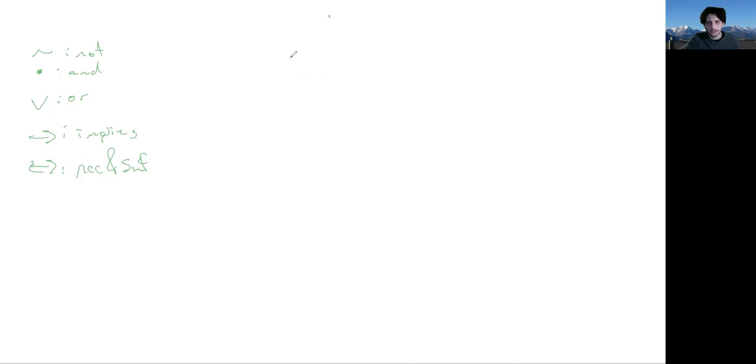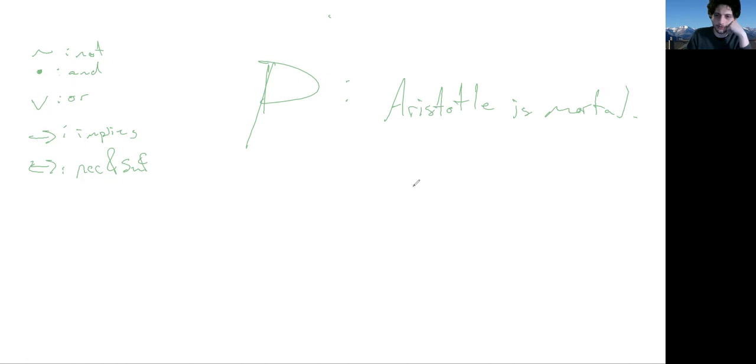But now instead of our sentences just being of the form P, where P means something like Aristotle is mortal, now we can get more fine grained in our language. And so maybe you might ask, why do we want to do that?